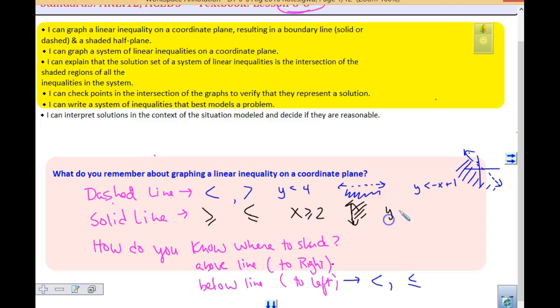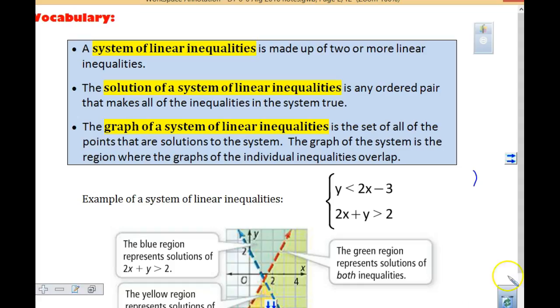If I would have had y is greater or equal to x plus 2, right? I look at that equation, which means up here, and then I'm going to have this solid line. And here I would have shaded above, right? So the above the line or to the right, that is for my greater or equal, okay? So just making sure you understand when you're shading and where you're shading. Okay, is that making sense to everyone? Kind of remembering that?